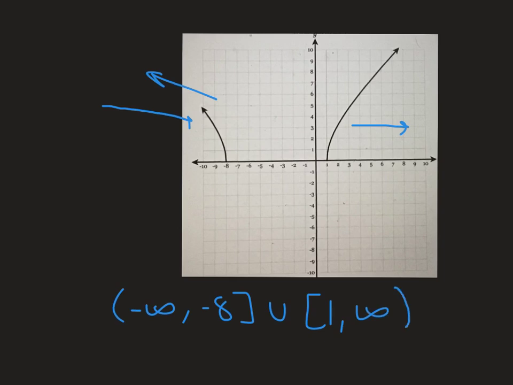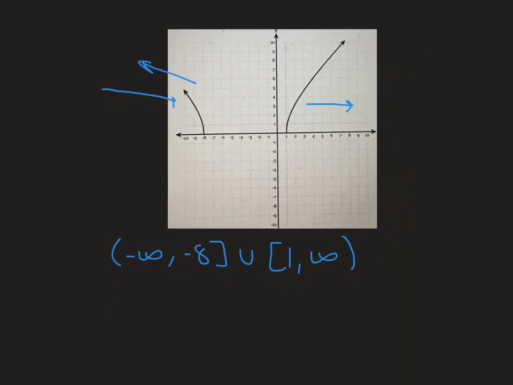Now, if you want to go the other way, you'd have to write a couple of things, a little bit tougher to write the other way. But you could do this. You could say all x such that x is less than or equal to -8 or greater than or equal to 1. All right, so either way you want to do that is fine.